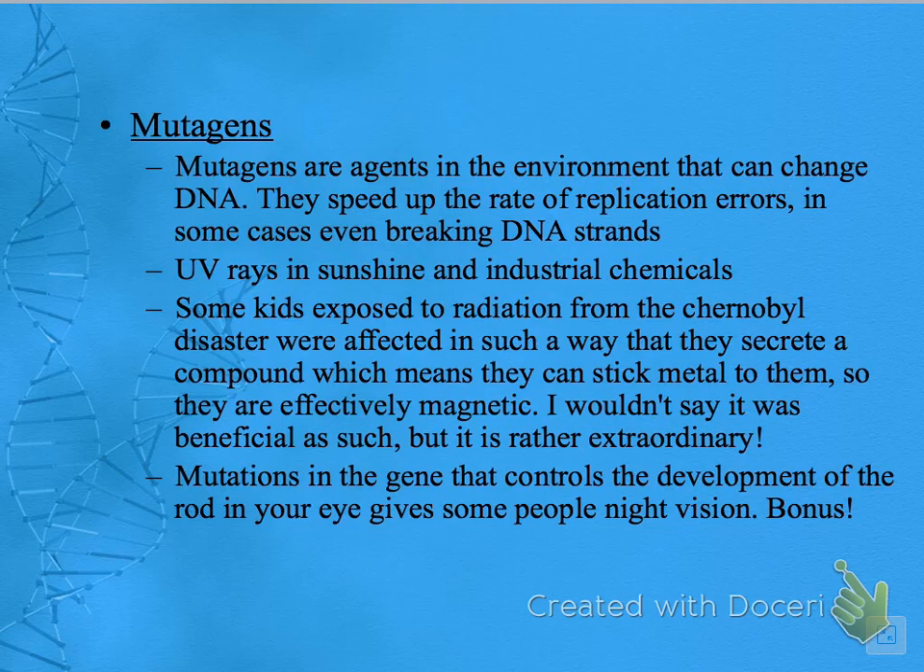Mutations in the gene that controls the development of the rods in your eyes give you night vision, so some people are actually able to see in the dark. So just because you have a mutation doesn't necessarily mean it's going to be anything bad. You could wind up getting night vision, which is kind of cool, or you could be like Magneto.